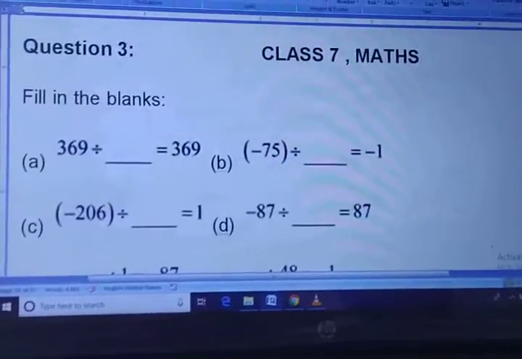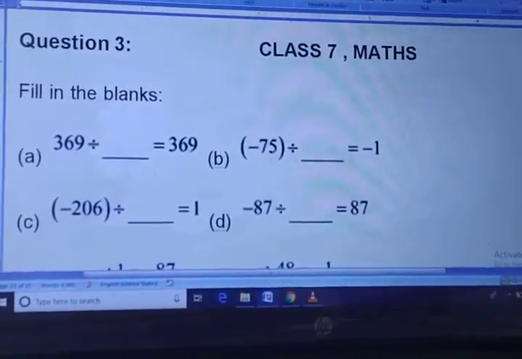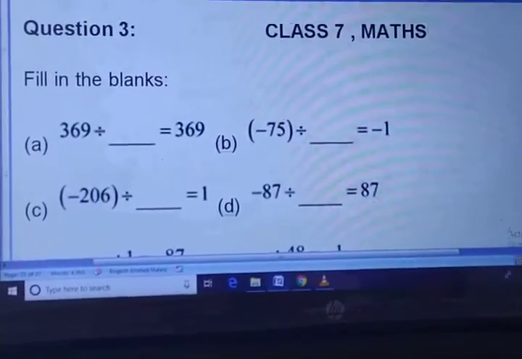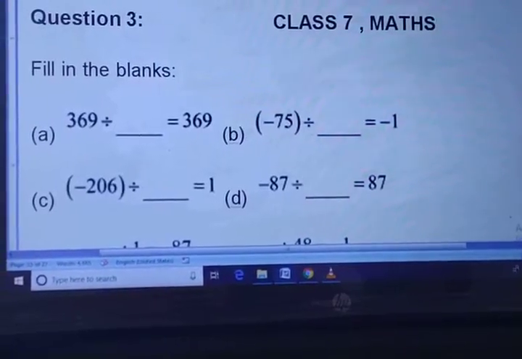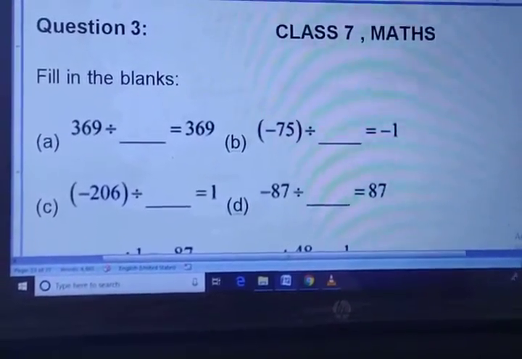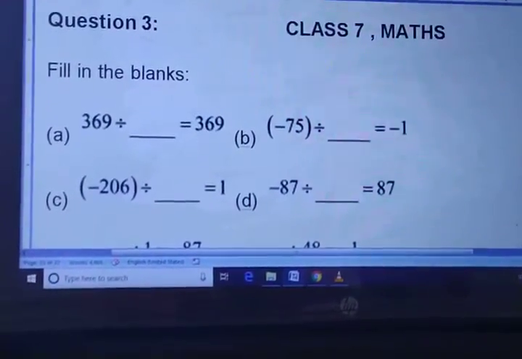Hello students, today we are going to discuss class 7 maths exercise 1.4 question number 3. This is specially the exercise which describes the division of integers, how we are dividing integers. So the third question is fill in the blanks.